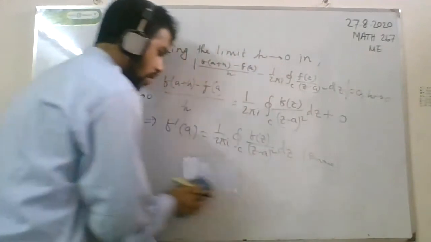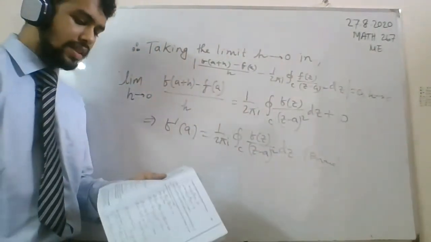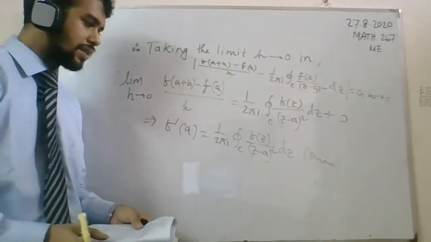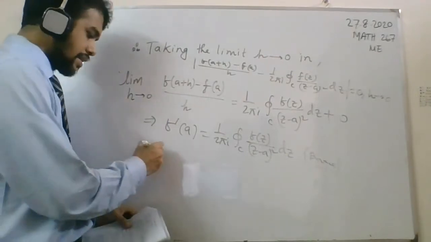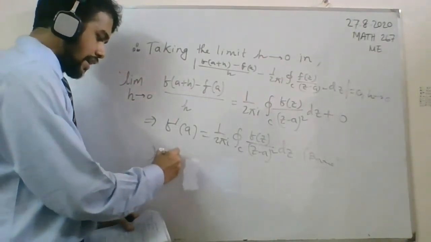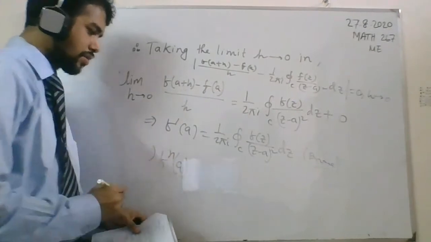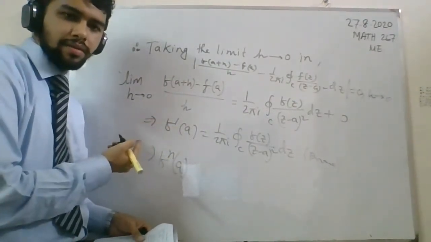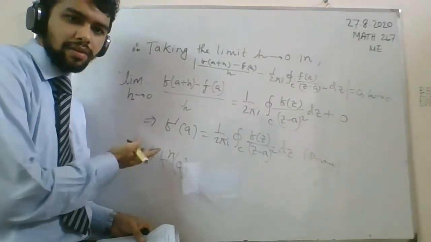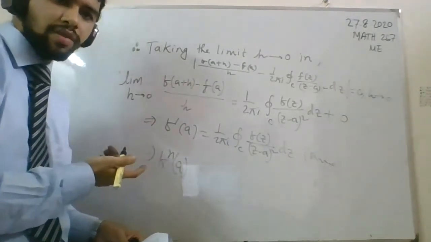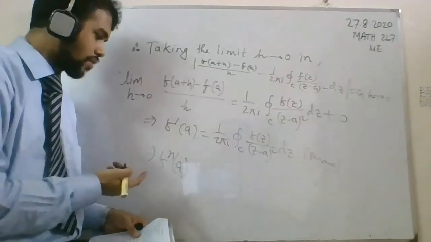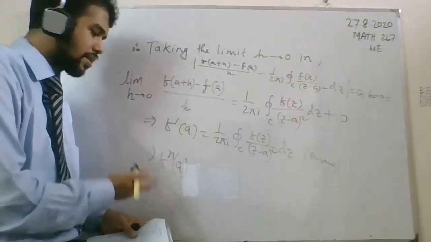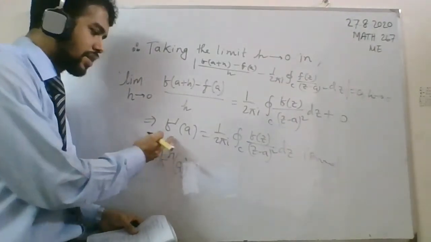So this is the Cauchy integral formula for the first derivative. If I say it is for the n-th derivative, then what does first derivative mean? What is the differentiation, sir? Yeah, so we have to differentiate it one time. So one time you have to differentiate it.